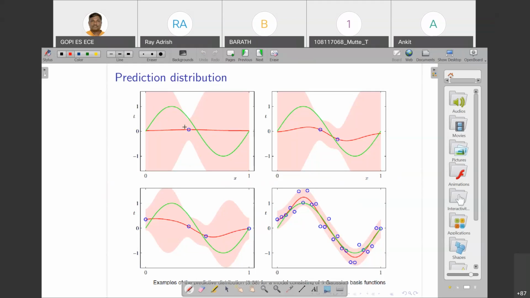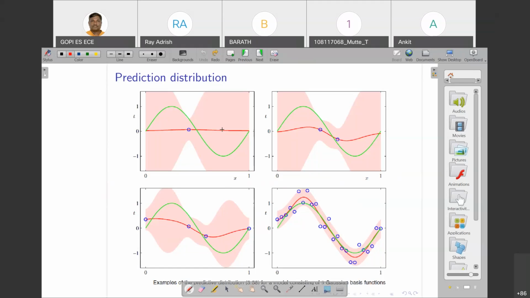Once you have this observation, you are trying to find out the value of t for the various range of x values. So remember that you have only one observation. The training data is only one in that first subplot. Here the number of training data is 2, in the third subplot the number of training data is 4, and here we have more training data available.